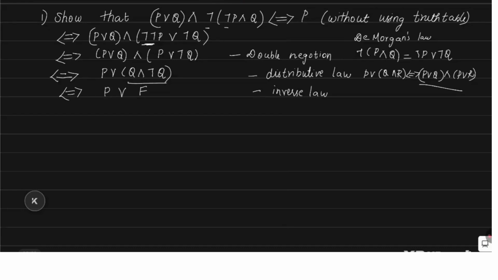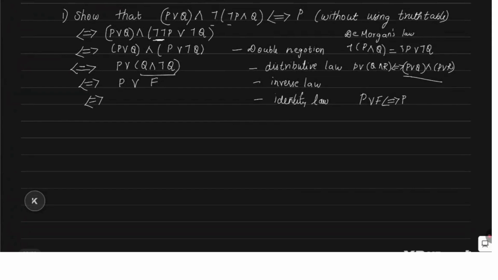Now we are going to use the identity law. According to the identity law, P or false is equivalent to P. So P or false will be equivalent to P. We have proved that we started with (P or Q) and not(P and Q), and we have shown that it is equivalent to P. So this is one question.